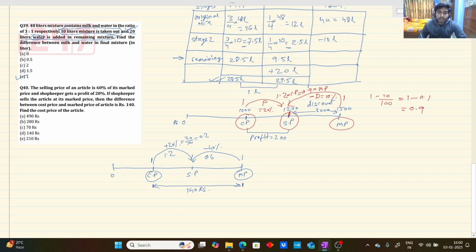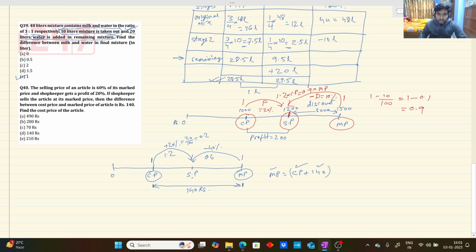So what will be my marked price? Marked price, then wouldn't it be my cost price plus 140 from the number line, right? Till this much is my cost price, from there 140 rupees more, this will become my marked price, right? If that is so the case, now we'll form the equation.